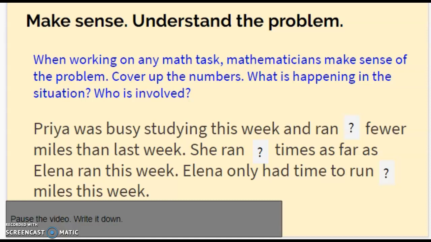Priya was busy studying this week and ran blank fewer miles than last week. She ran blank times as far as Elena ran this week. Elena only had time to run blank miles this week. Pause the video and write down your understanding of the problem. Here are a few things that you might have written down when you're trying to make sense of this situation. 2 people are runners. Priya's miles between this week and last week are compared. Priya and Elena's miles are compared for this week. And we're told how many miles Elena ran this week.